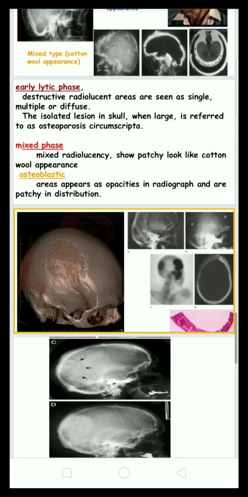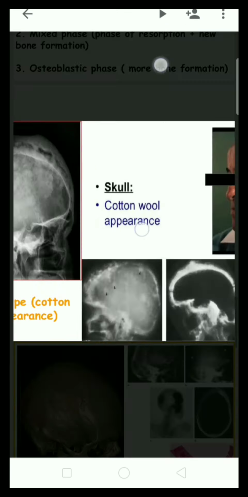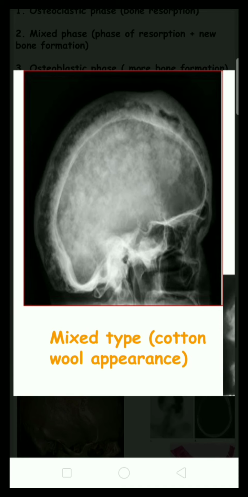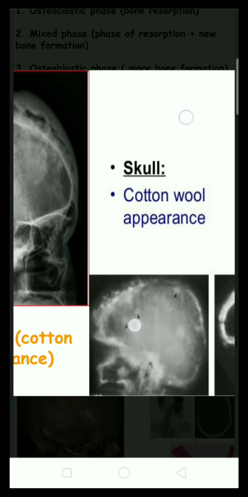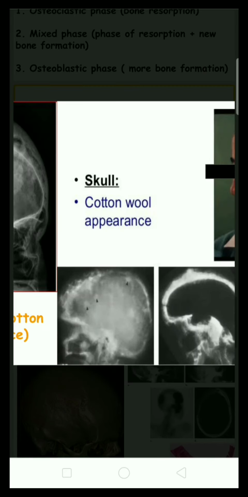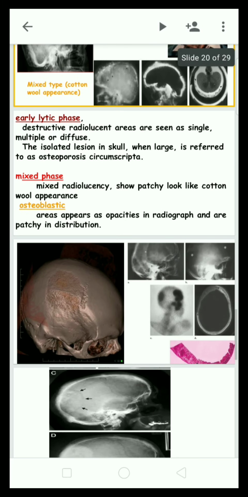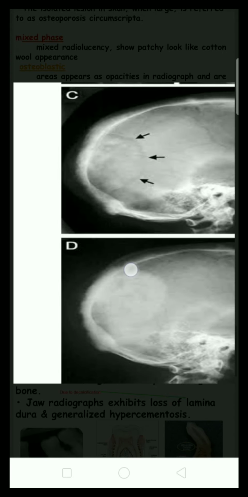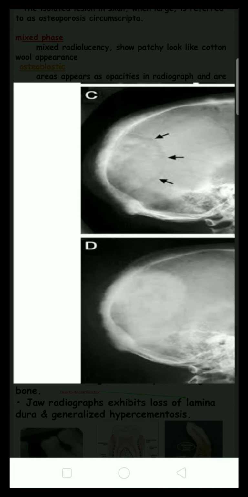In the mixed phase, there is radiolucency like this, and it looks like a cotton wool appearance. The cotton wool appearance is very patchy. In the osteoblastic phase, the radiographs show a patchy distribution like this, and this patchy distribution is seen in those radiographs.